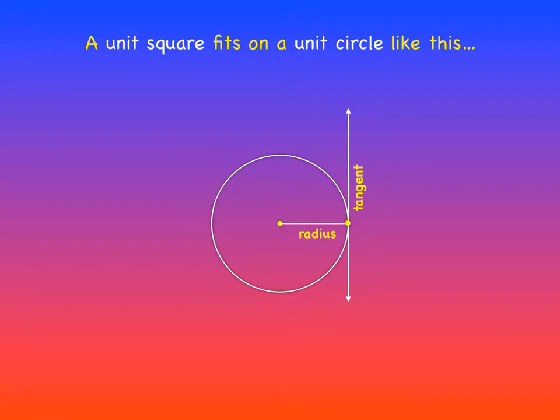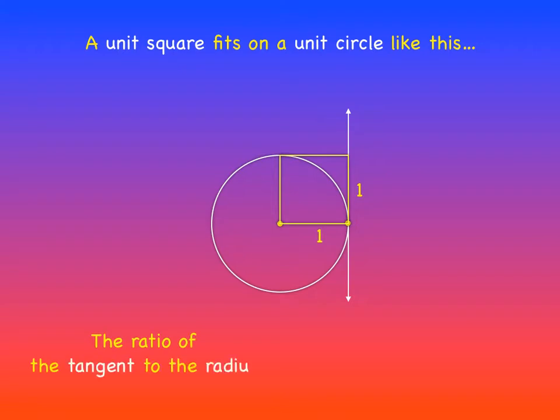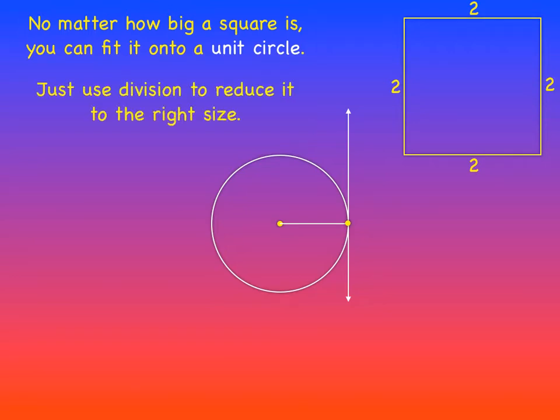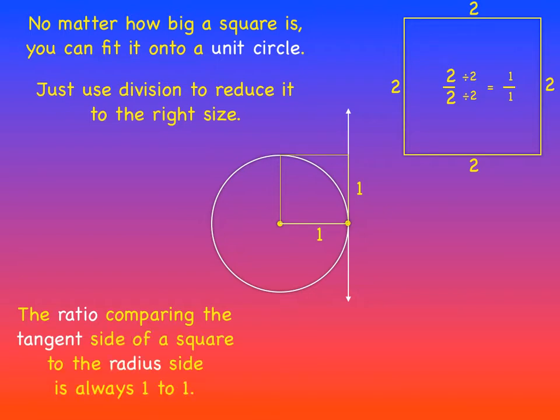A unit square fits on a unit circle like this. The ratio of the tangent to the radius is 1 to 1. There's the tangent and there's the radius. A 1 to 1 ratio. But no matter how big a square is, you can fit it onto a unit circle. But what if the square is 2 by 2? I'll just use division to reduce it to the right size. There, it fits. The ratio comparing the tangent side of a square to the radius side is always 1 to 1, even if the square is 2 by 2.